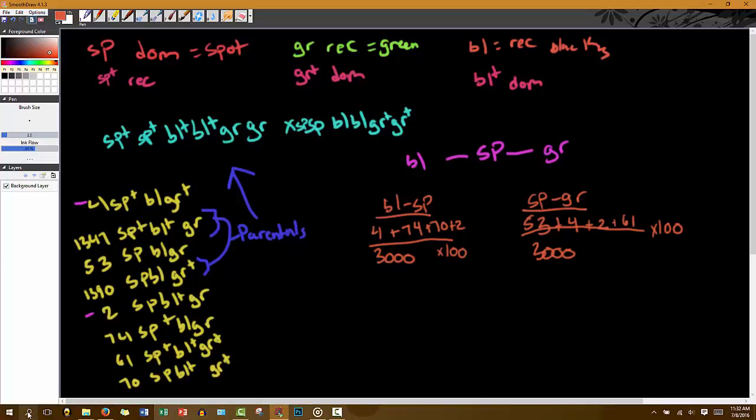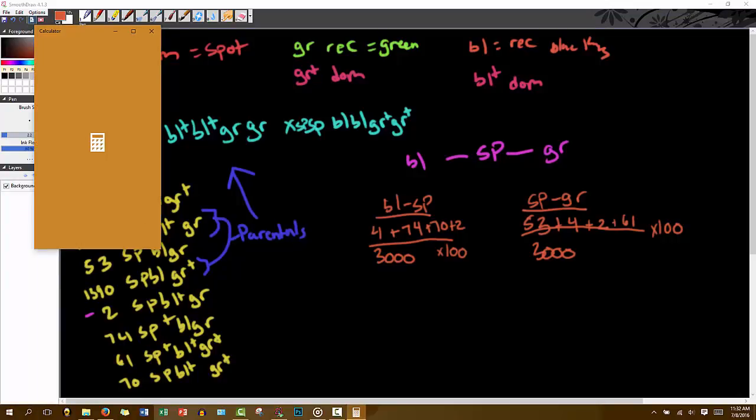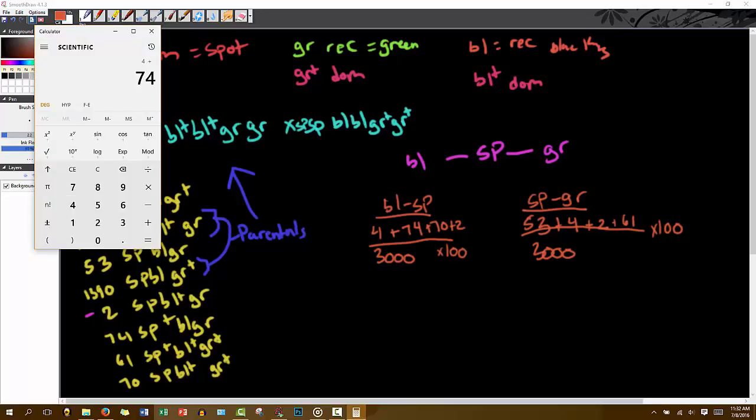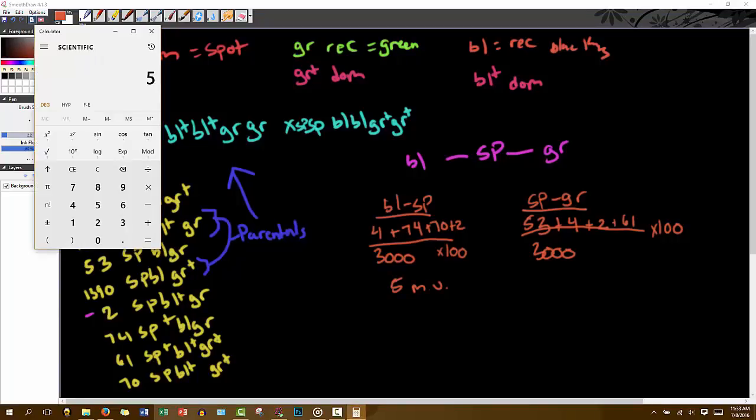So let's do that math right now. We have 4 plus 74 plus 70 plus 2 divided by 3,000 times 100. That should give us 5 map units. The map unit is just the unit they use to measure distances between genes. Now we'll do SP to GR. So we have 53 plus 4 plus 2 plus 61, divided by 3,000 times 100, which will give us 4 map units.